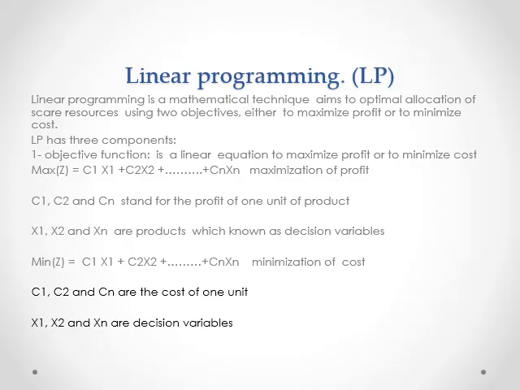C1 in case of minimization is the cost of 1 unit of product x1, c2 is the cost of 1 unit of product x2, cn is the cost of 1 unit of product xn. Min represents objective function of minimization.